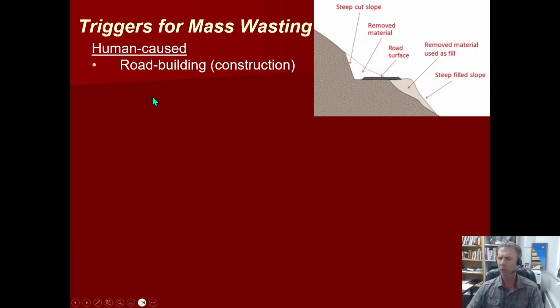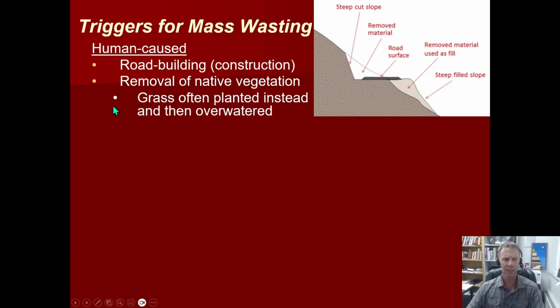So road building and road construction can be a trigger for mass wasting at times. We talked about the removal of native vegetation, maybe not a wildfire though, which by its name implies that it's naturally occurring, but maybe deforestation, clear cutting an area, clearing out a swath of land, maybe for a subdivision or something like that. And we go sometimes and put in grass, or maybe we plant non-native vegetation that demands higher amounts of water. And by doing so, we change the equation and we change some of the dynamics involved with that slope.